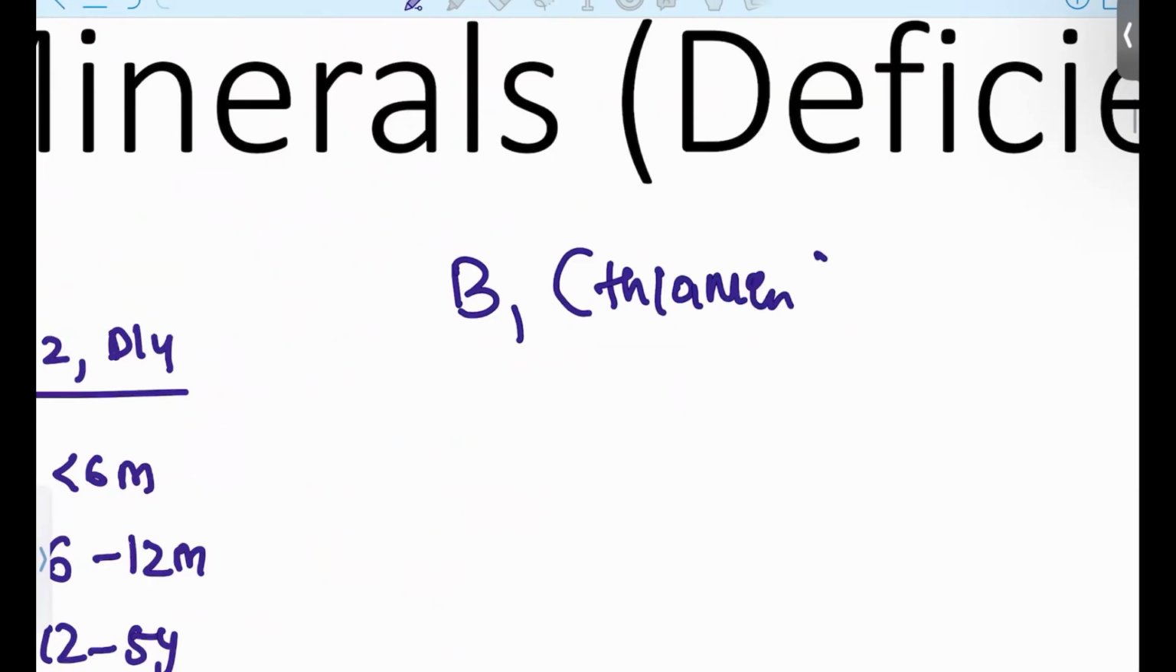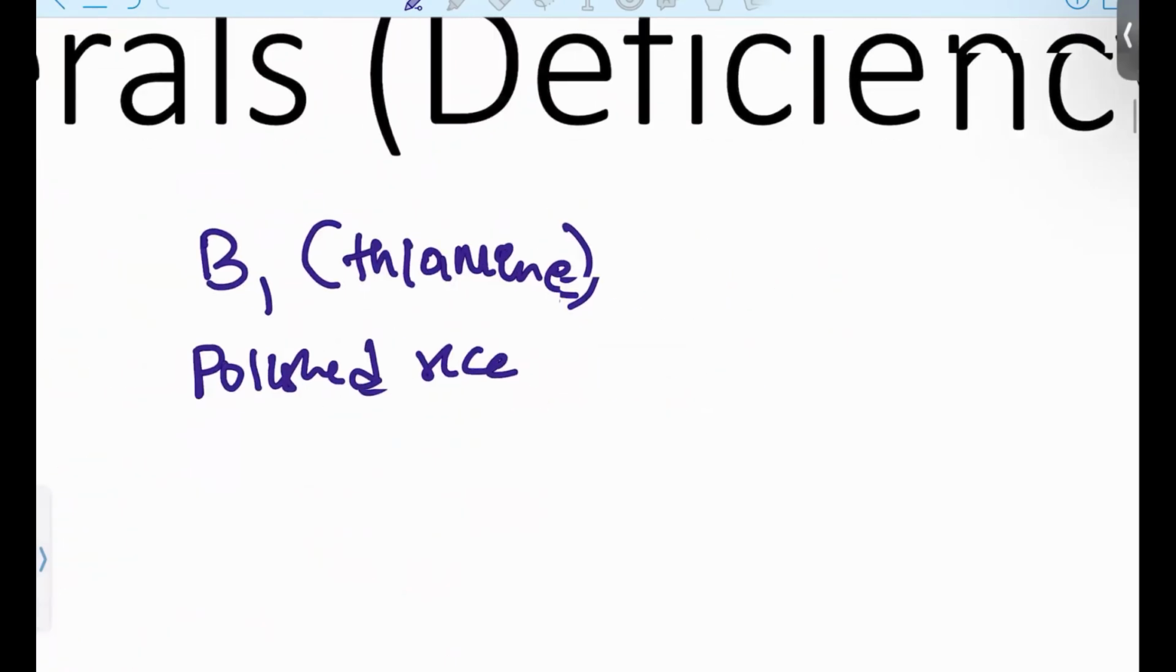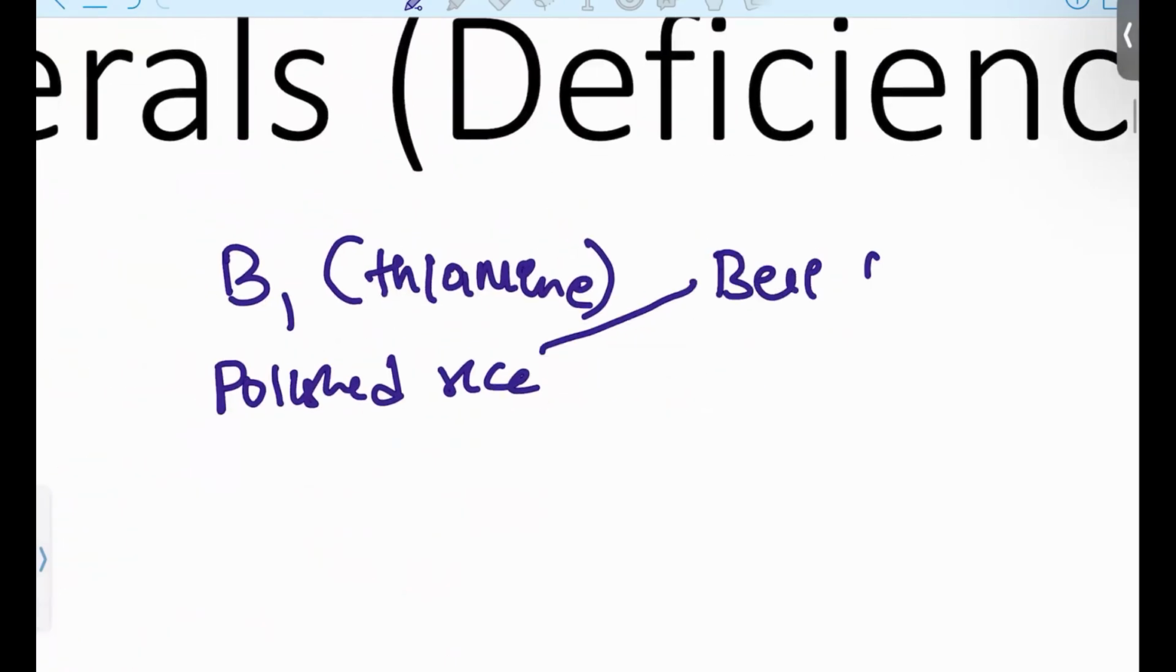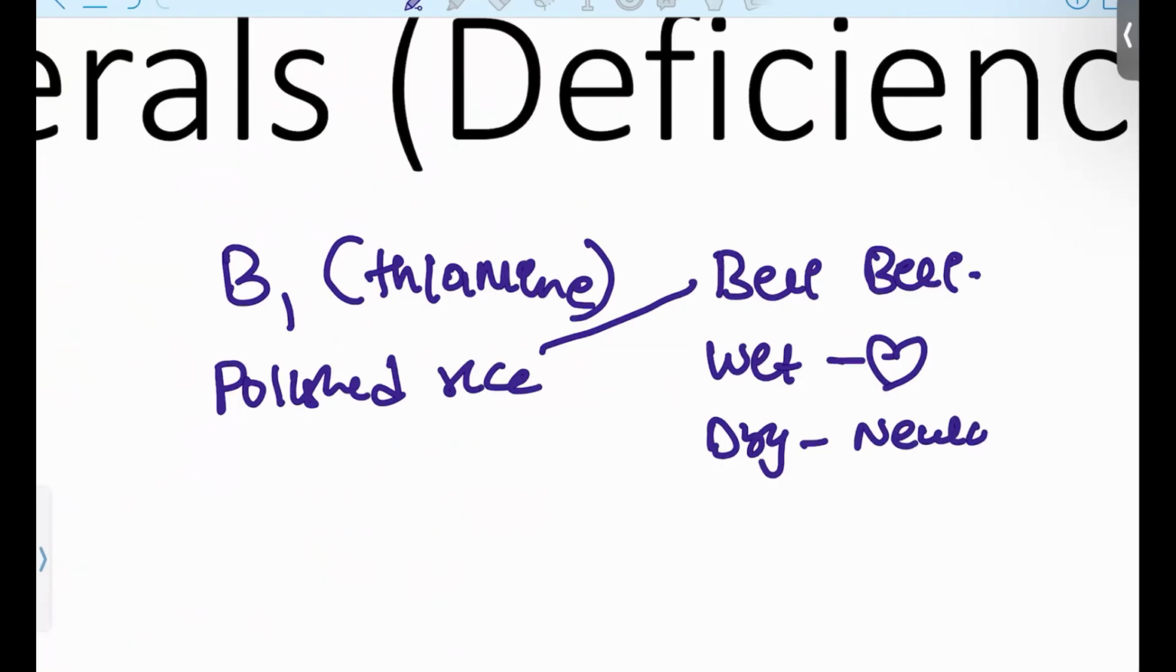Next, moving on to another one, that is B1, thiamine deficiency. Thiamine deficiency can be of two types. If the patient is taking polished rice, these patients will have beriberi. And beriberi can be of two types. One is wet, which is for the heart disease, and another is dry, which is for the neurological. Okay, neurons will be involved.